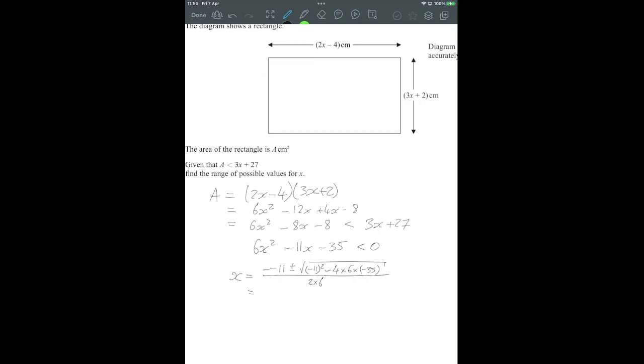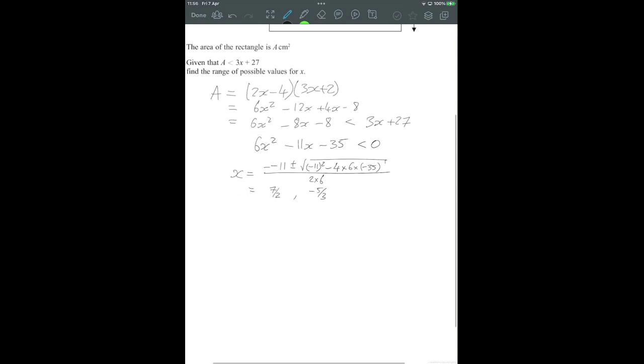And I'm going to very carefully type all of that into my calculator, make sure I put the brackets in the right places. One of the values comes out as 7/2, with the positive, and the negative comes out as -5/3. Now that tells me immediately that this did factorise, because those numbers are not nice, but they're exact. They don't have any surds in.